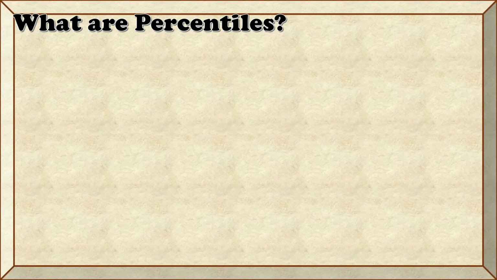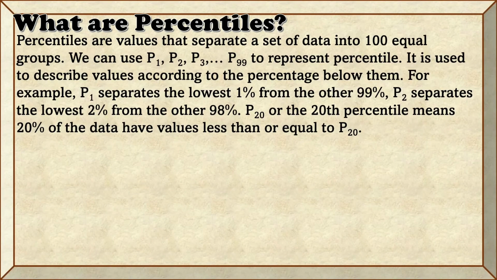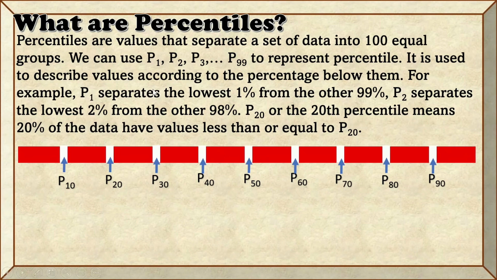Ngayon naman ay pag-usapan natin ang percentiles. What are percentiles? Percentiles are values that separate a set of data into 100 equal groups. We can use P sub 1, P sub 2, P sub 3, up to P sub 99 to represent percentile. It is used to describe the values according to the percentage below them. For example, first percentile separates the lowest 1% from the other 99%. The second percentile separates the lowest 2% from the other 98%.